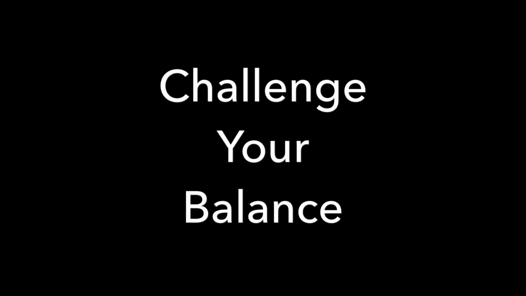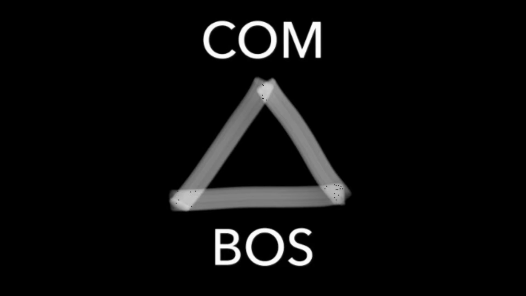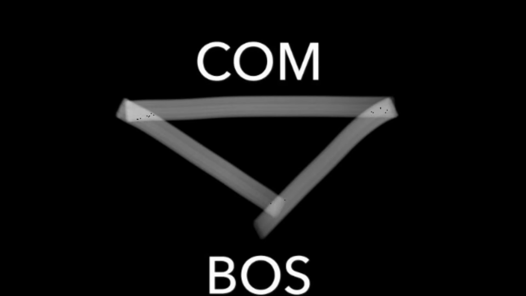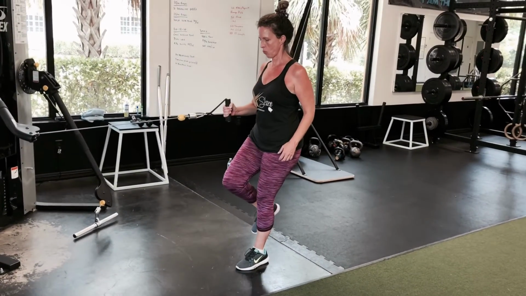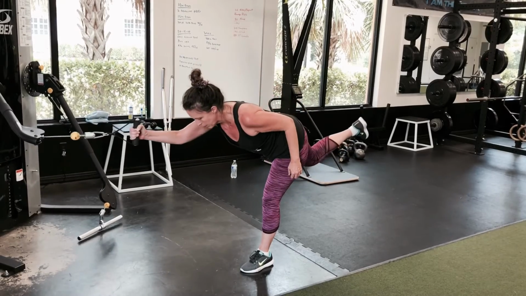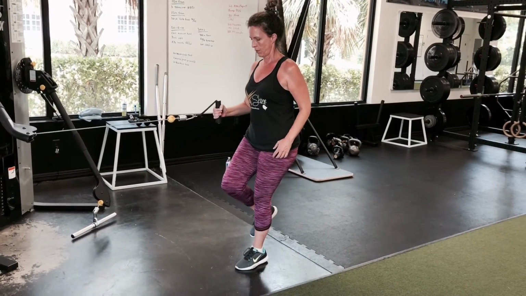There are three ways to challenge your balance. The first is to narrow your base of support or move your center of mass outside of your base of support. Imagine a pyramid right side up. This is a very stable structure with a wide base of support. Imagine the same pyramid flipped upside down. With the center of mass now outside the base of support, the structure has a much harder time staying upright. To accomplish this, bring your feet closer together or move to a unilateral stance on one leg while performing the task.